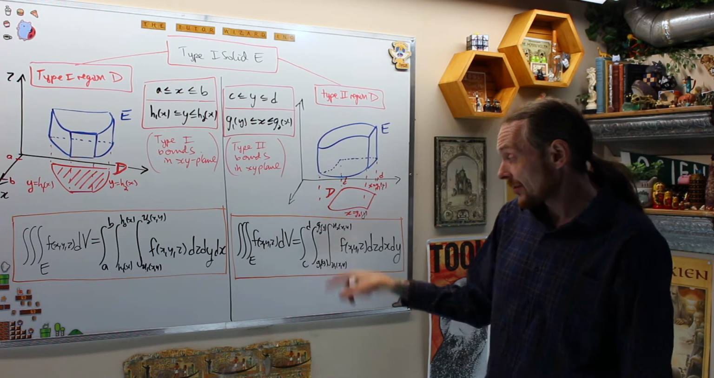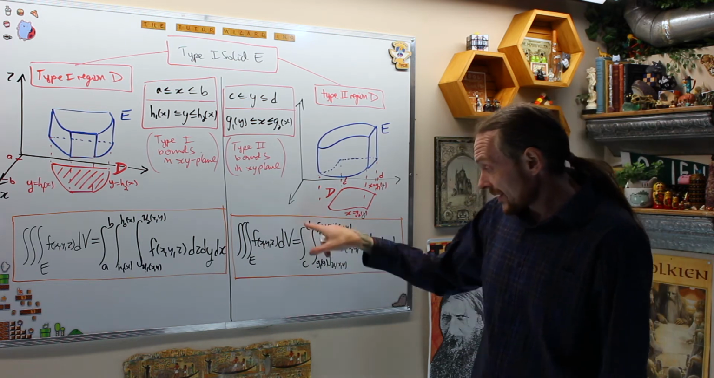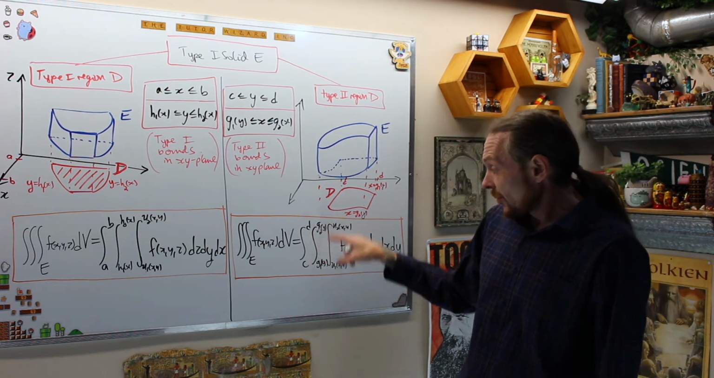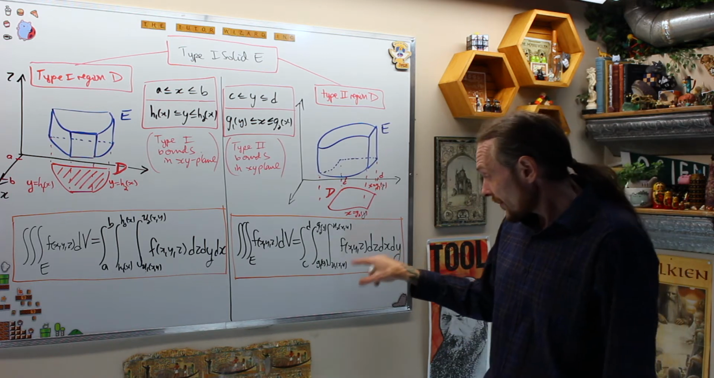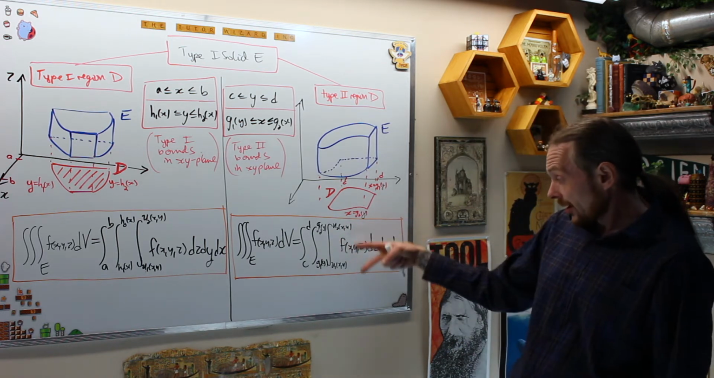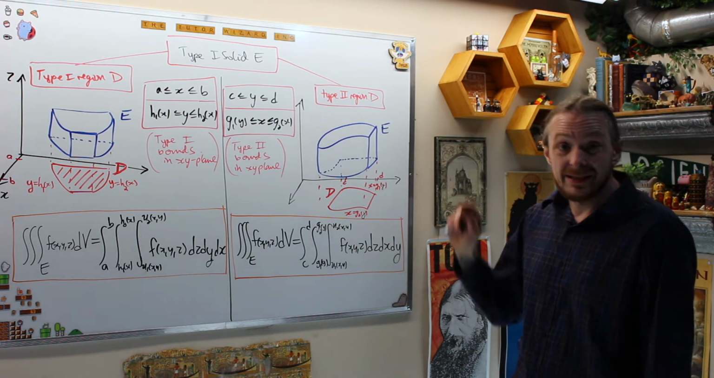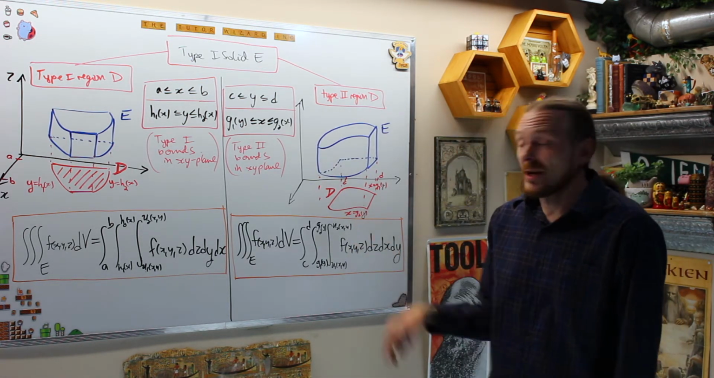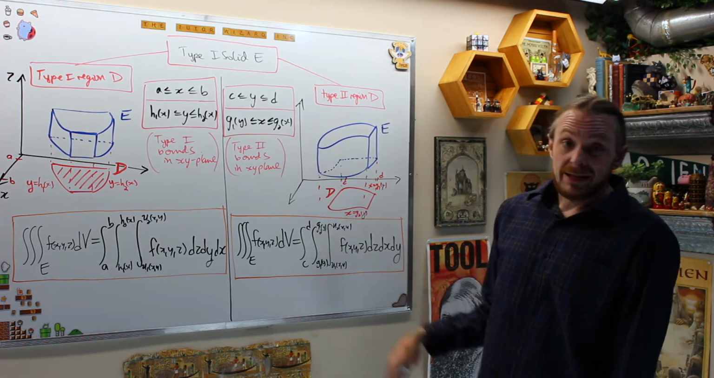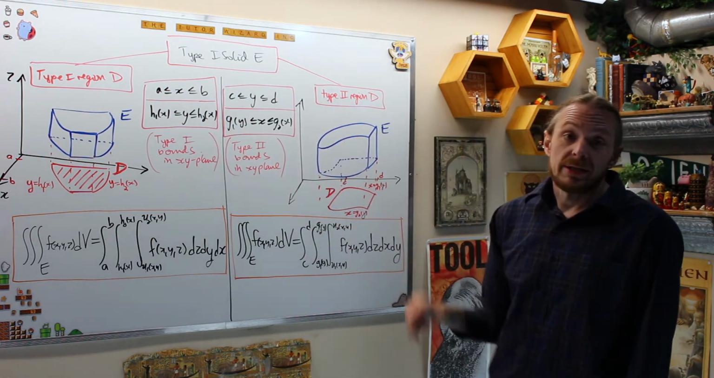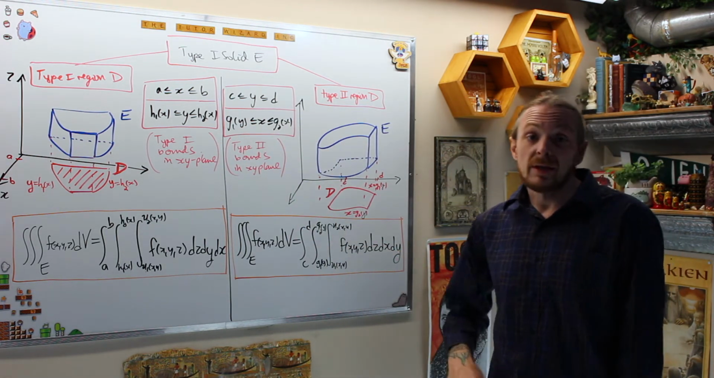Sometimes it'll be convenient to go from Y goes from C to D, X goes from G1 of Y to G2 of Y, and then our Z is still going from the same functions, and we're going to get where we've interchanged the dx and dy. This is what they're talking about in problems when they say rephrase this, draw the region, and then retrace your bounds so you can compute this integral.